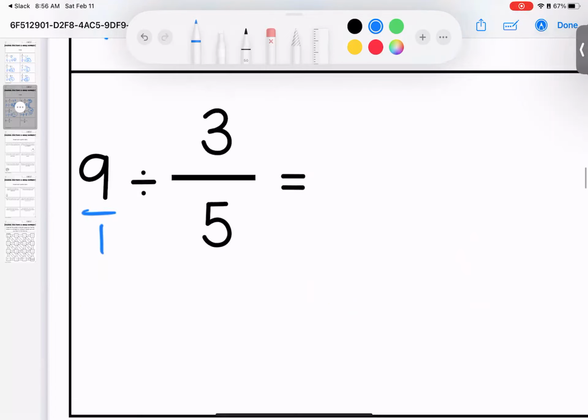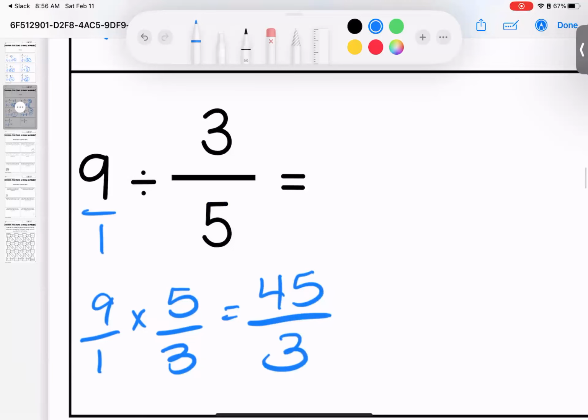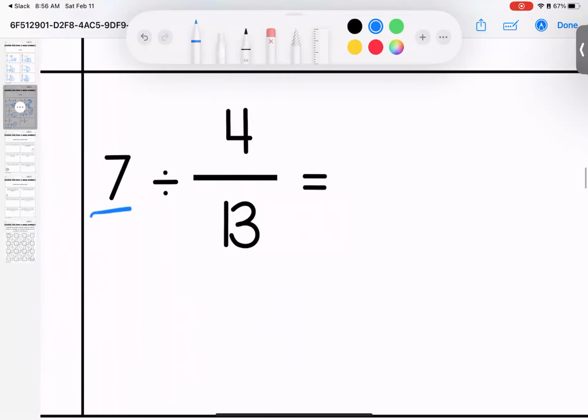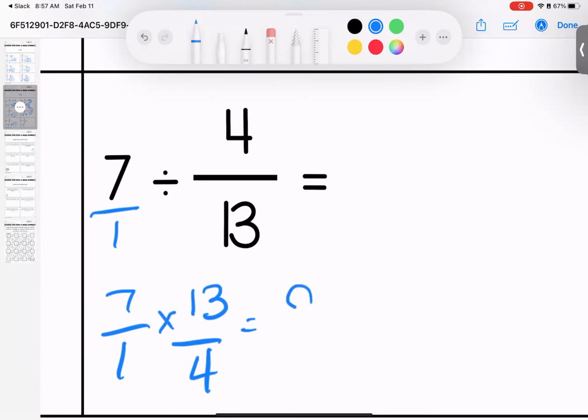Give it a denominator and then a keep, change, flip. 9 and 5 is 45 across the bottoms. 3. I can do 15 groups. This one divides into a whole because 15 times 3 is 45 on the nose. Give it a denominator and a keep, change, flip. This one got a little bit big because we had 7 times 13, but it gives us 91 with a 4 on the bottom. I can take out 25 groups of 4 and I'm left with 1/4.